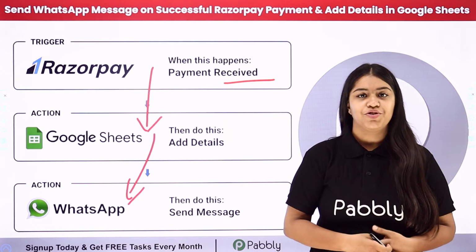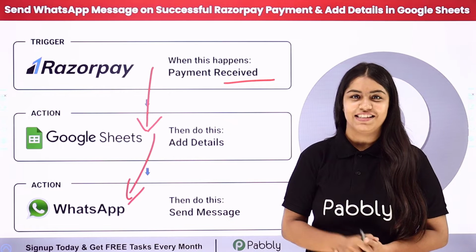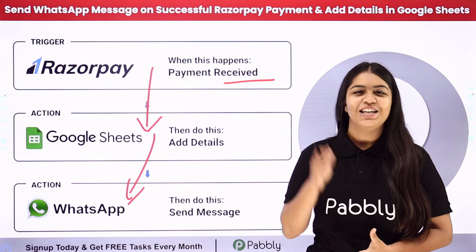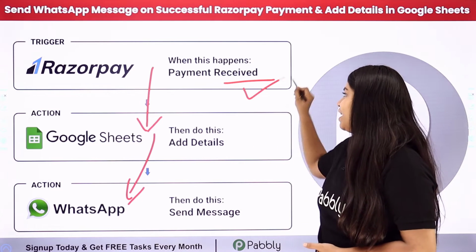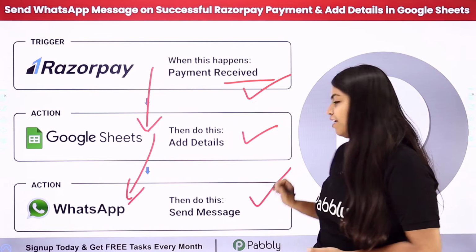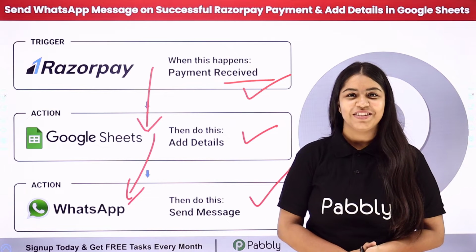To create this connection without knowing any programming or coding language, we are going to use Pabbly Connect. It is an amazing automation software. So in Pabbly, we have the concept of trigger and action. For trigger, we are going to use Razorpay and for action, we are using Google Sheets and WhatsApp. So if you also wish to learn this process step by step, follow me through the screen.